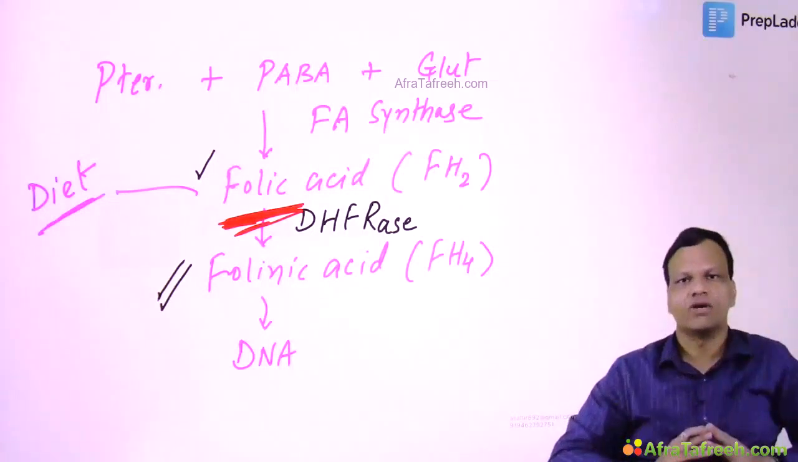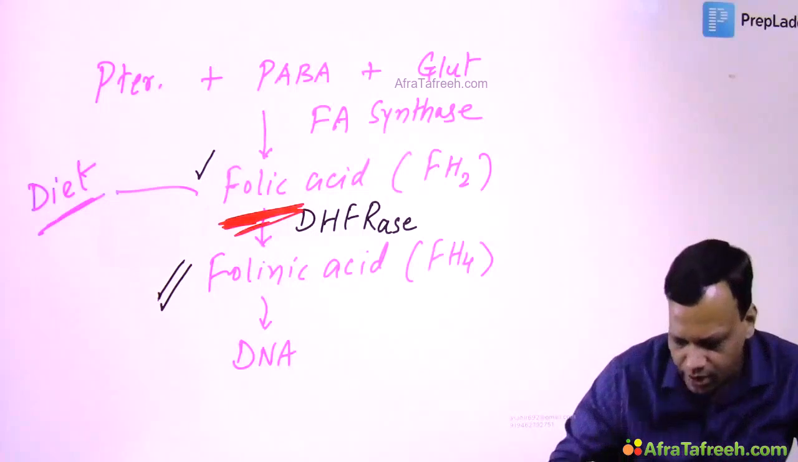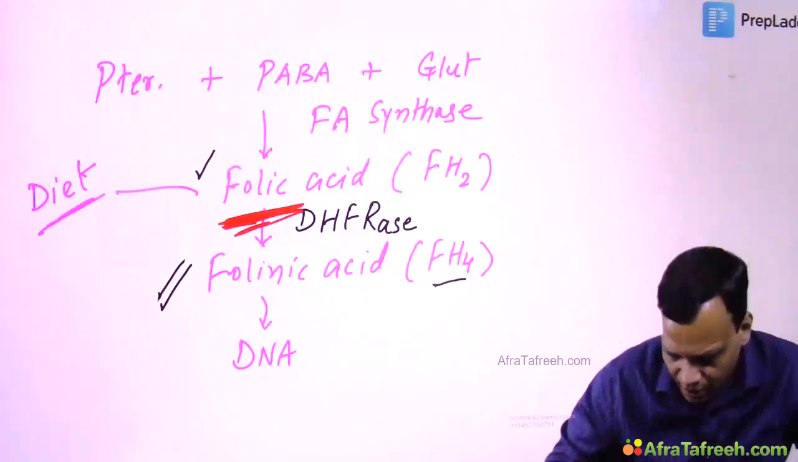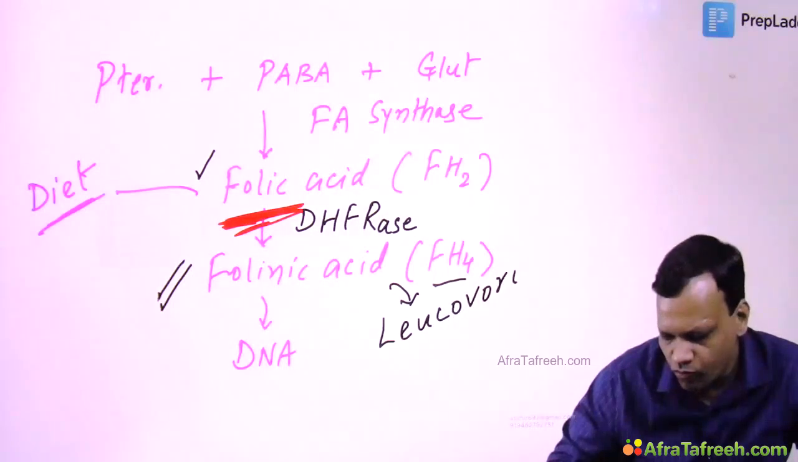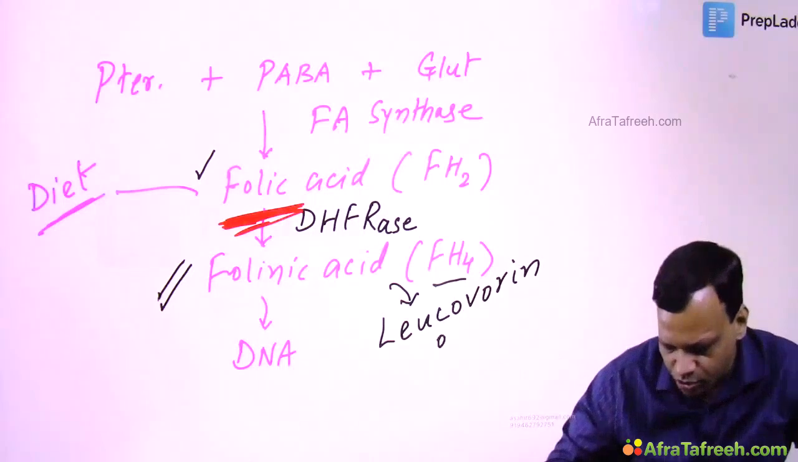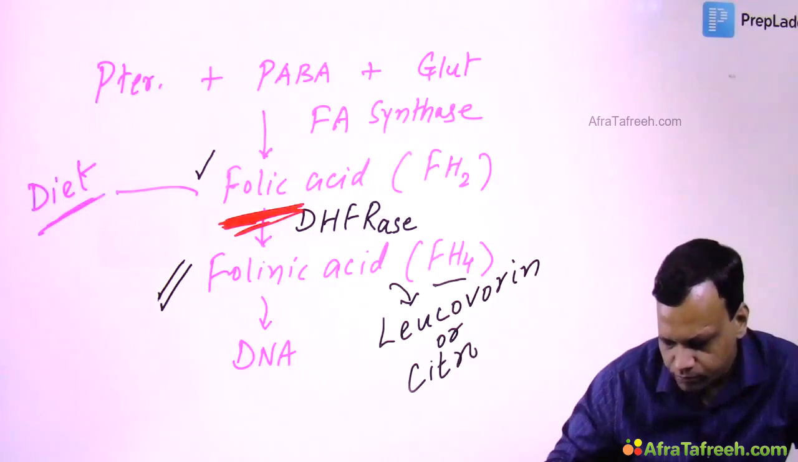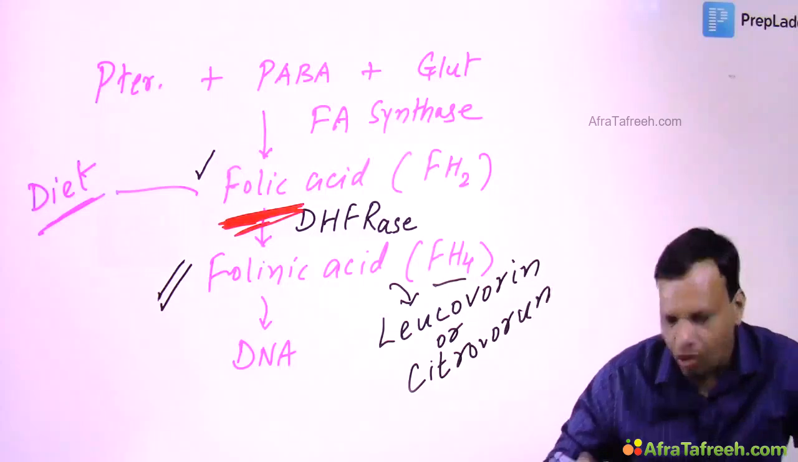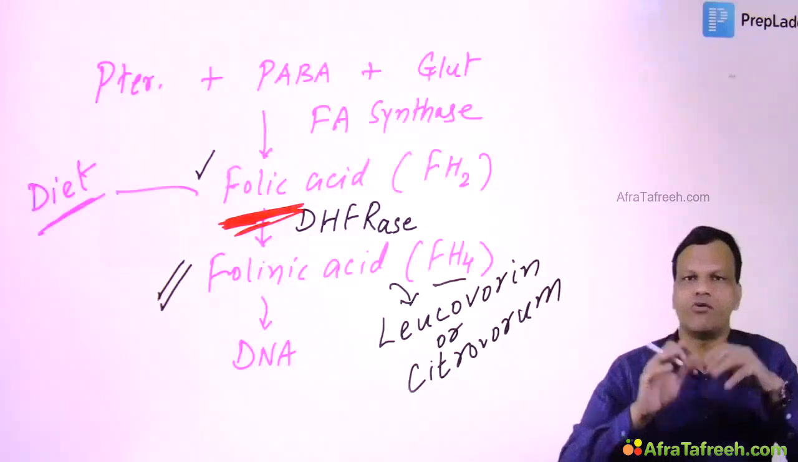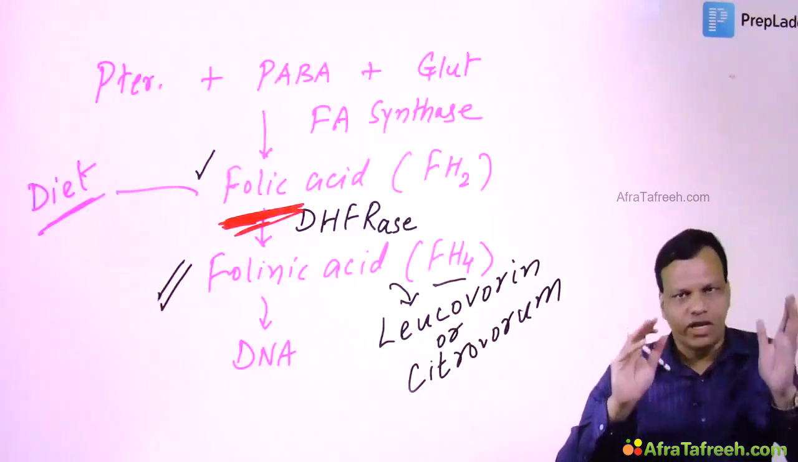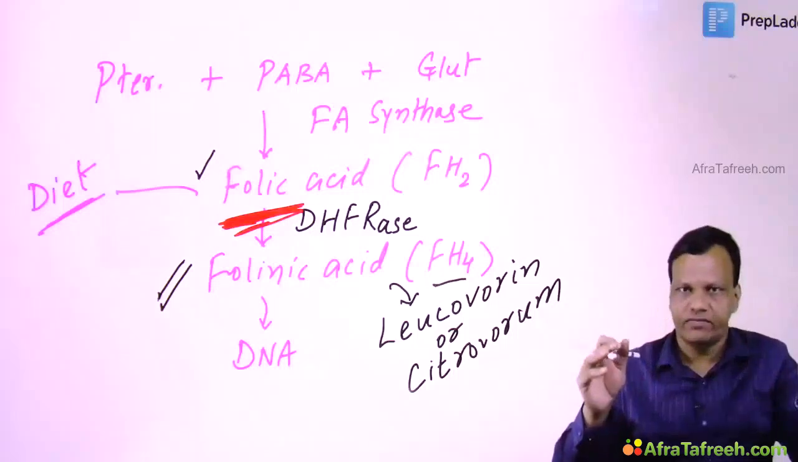Folic acid will not work, and folinic acid is also called tetrahydrofolic acid. Another name is leucovorin. And the third name is citrovorum. So folinic acid, or leucovorin, or citrovorum, are used for treatment of methotrexate toxicity. Folic acid will not be effective. Okay.